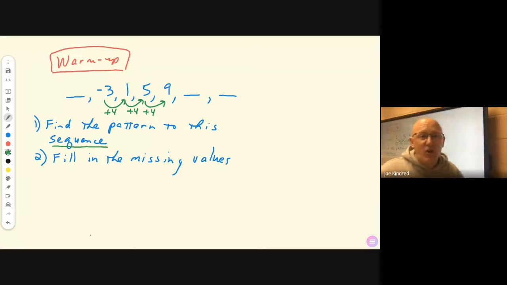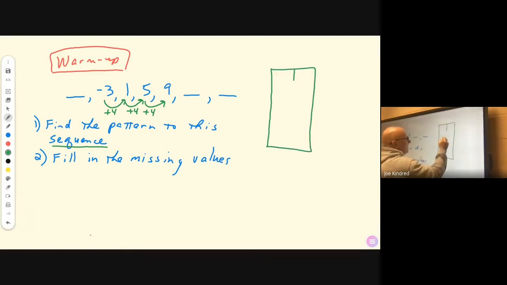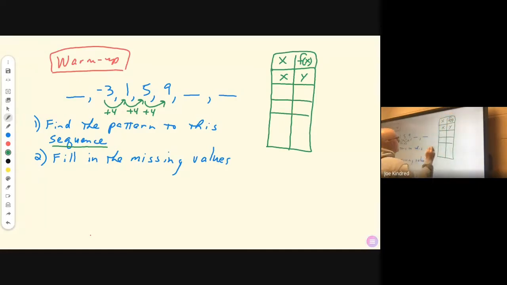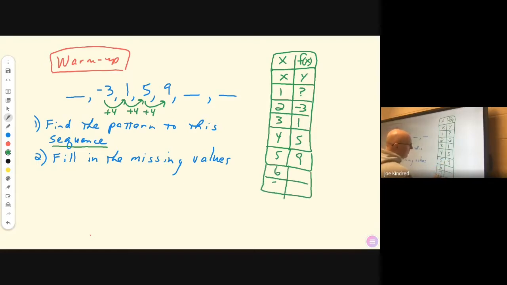Now, we have seen this earlier in the year in the form of a table. We worked with X and Y, and sometimes we called this X and f of X for function notation, remembering that it's all the same. The second term was -3. The first term, we don't know what that is. The second term produced -3, the third term produced 1, the fourth term produced 5, and the fifth term produced a 9. Of course, you then had to come up with the sixth and the seventh.